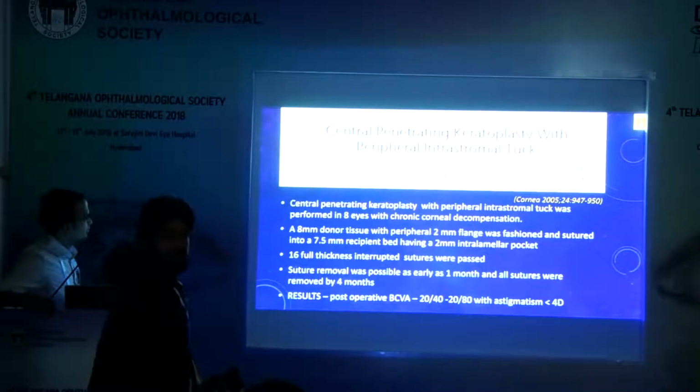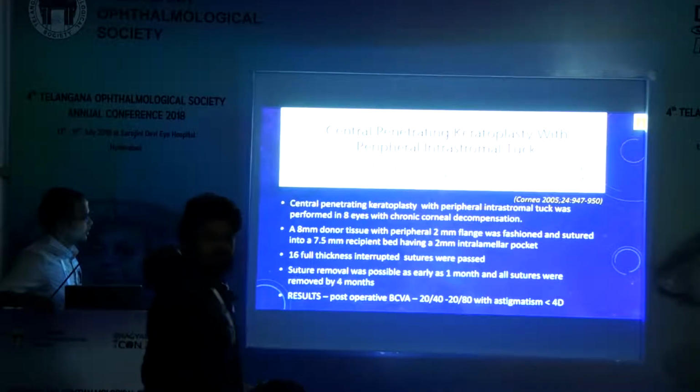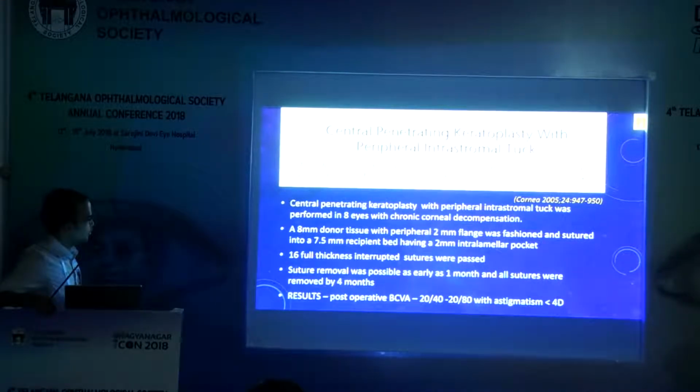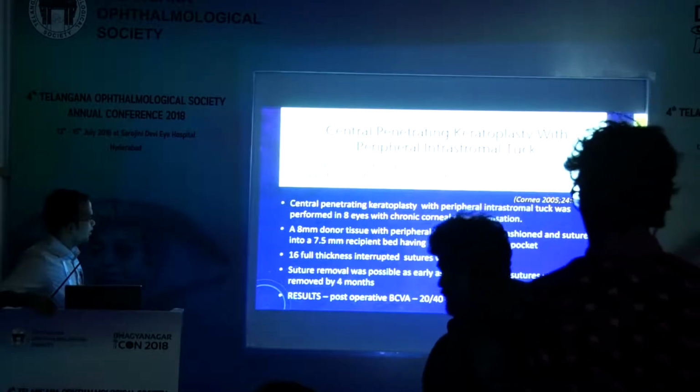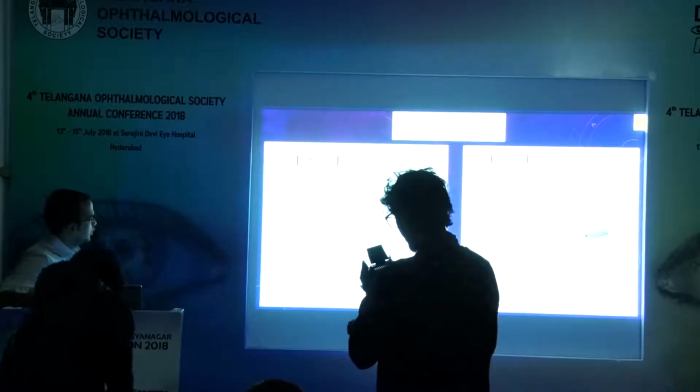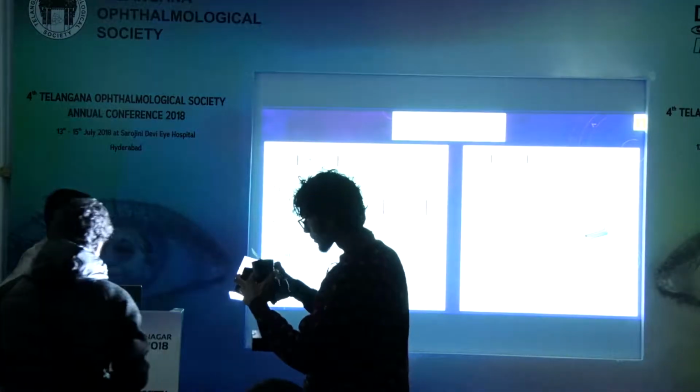This is the second patient where we have done this. So this technique was initially described by RP Centre by Dr. Ashish Vajpayee in 2005. It was published in Cornea. So they have done it in 8 cases of similar corneal decompensation, and at the end of 4 months they have removed all the sutures. And this is a similar procedure which is described in the picture of the journal.